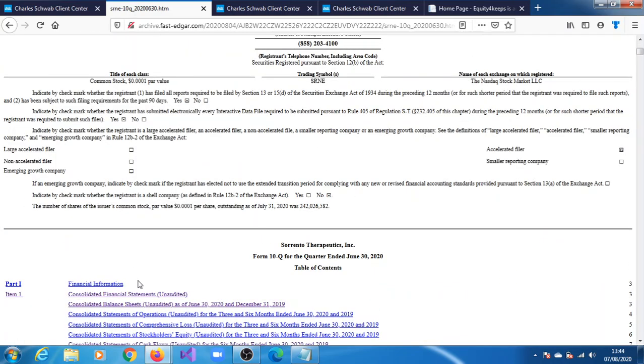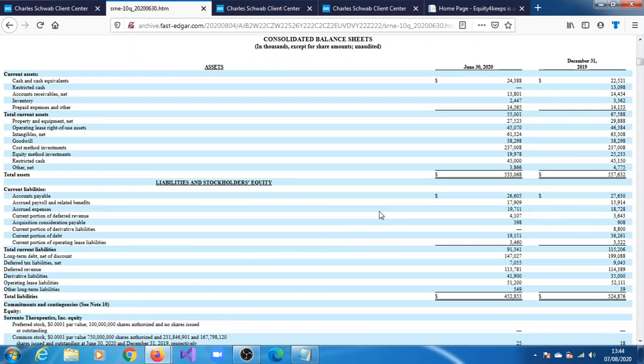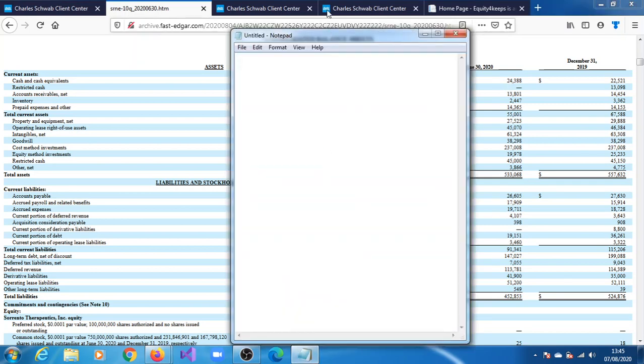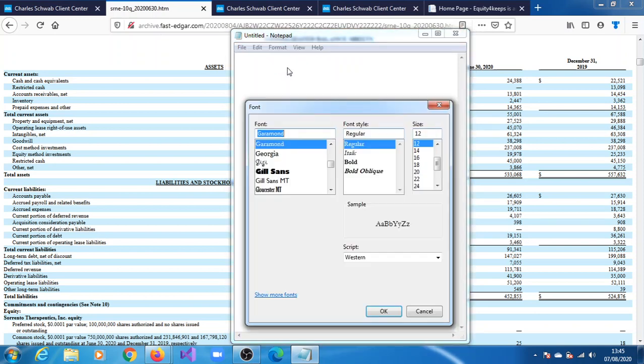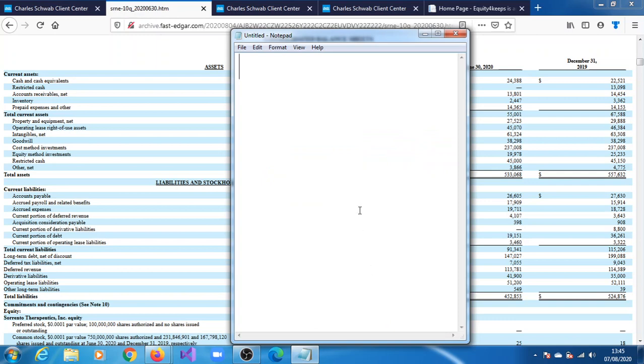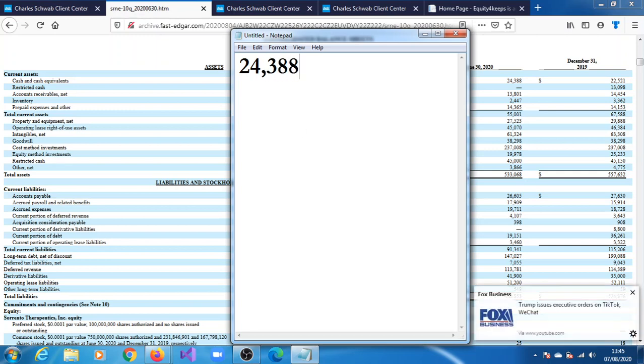Okay, we'll do that in the next. So the next item is the balance sheet. Cash and equivalents for that quarter is 24 million. I just want to type it out for you so that you can see clearly. So cash and equivalents is 24,388,000.